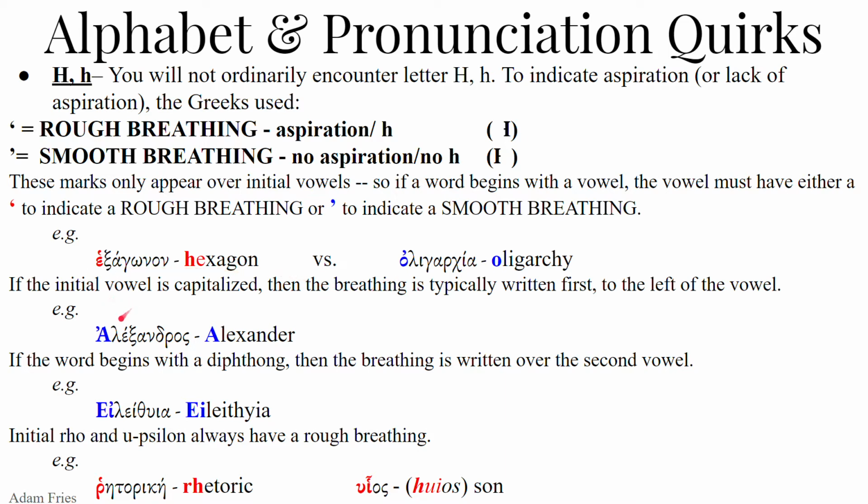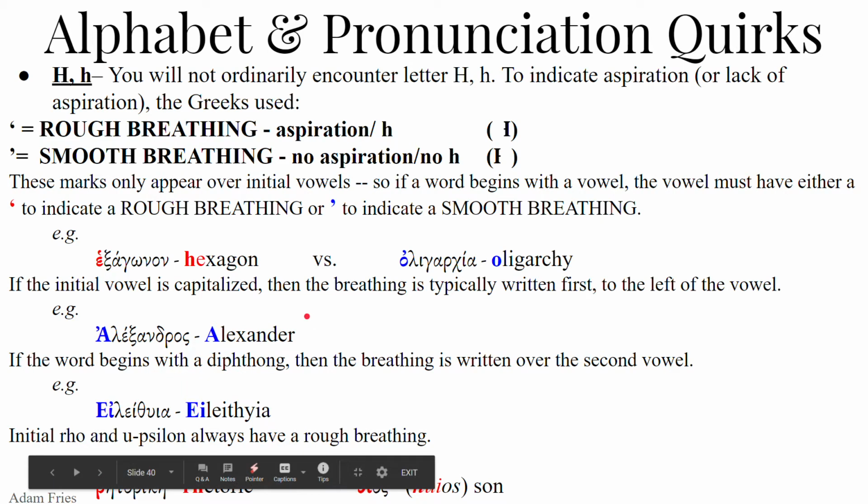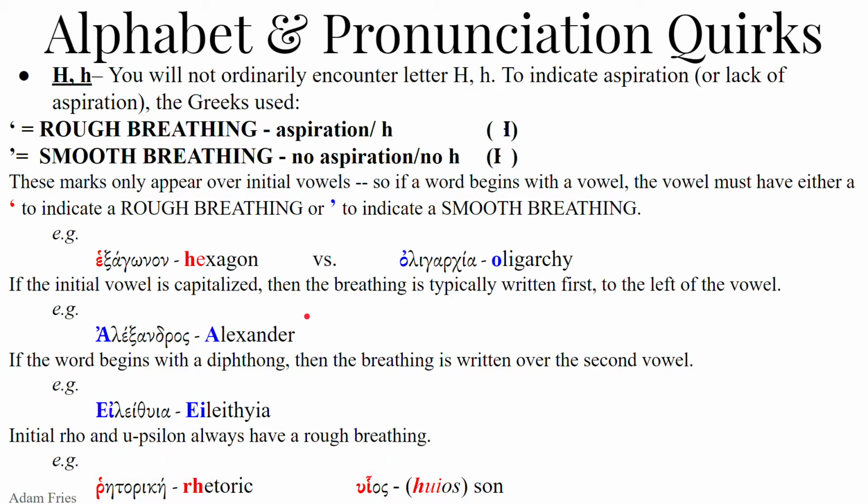If the initial vowel is capitalized, then the breathing is typically written first, that is to the left of the vowel. So if we have the capital name Alexandros, we have smooth breathing, no H. If the word begins with a diphthong, that means two vowels said as one, they're written together, then the breathing is written not to the left of the capital first initial vowel, but it's written over the second little vowel. So the Greek goddess of childbirth, Eileithyia, there's no H there, it needs the smooth breathing, but because the initial vowel sound is a diphthong in epsilon iota, then we typically write the smooth breathing mark over the iota, over the second vowel in the diphthong.